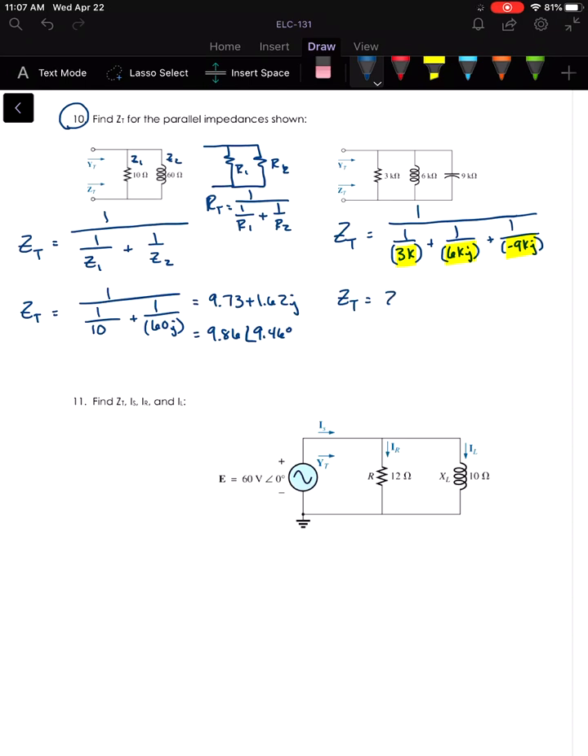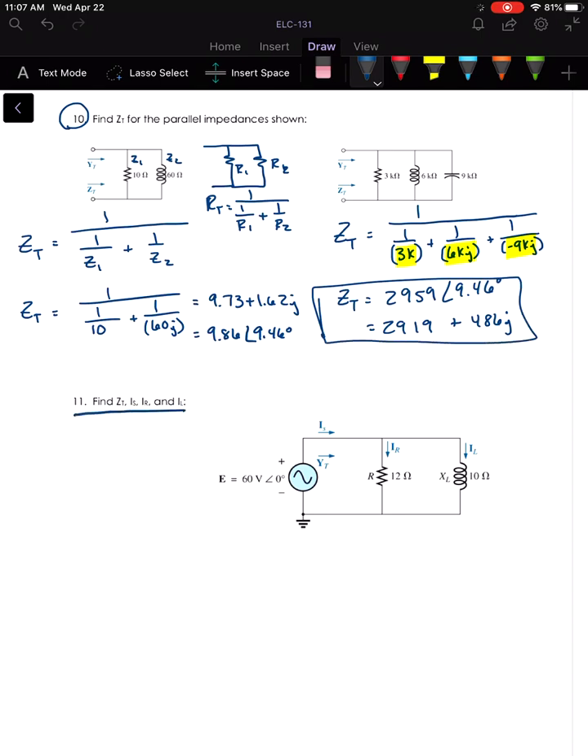Okay, so what you should find here is 2,959 at an angle of 9.46 degrees. Or if you have that in rectangular form, it should be 2919 plus 486J. There's some decimals to that too, but anyway, so that is our total impedance of our circuit.